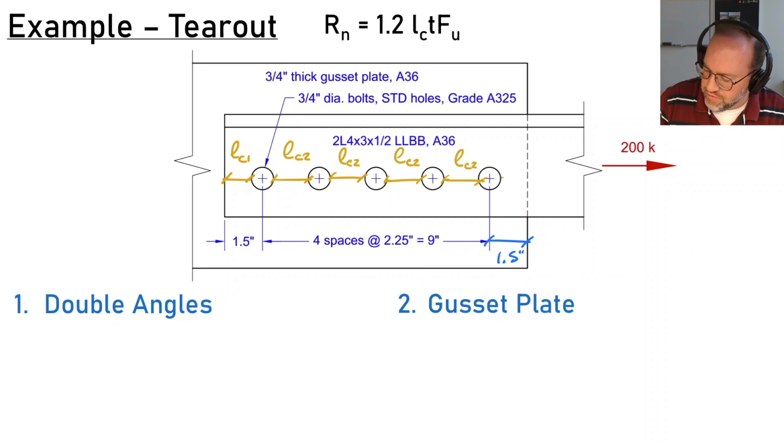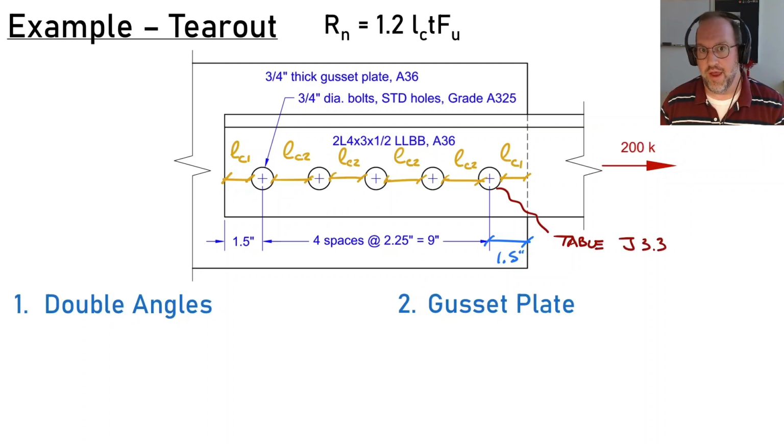Lastly, we can see that there's a distance from this bolt hole to the edge of the gusset on the other side. And because it's 1.5 here and 1.5 here, this was LC1, so this other one is also going to be LC1. First, I need my hole diameter. So if I look at a hole, that hole is going to be determined by table J3.3, which gives you the hole diameter depending on your bolt size. For a 3/4 inch bolt, we can look that up. It's going to be 13/16 of an inch.